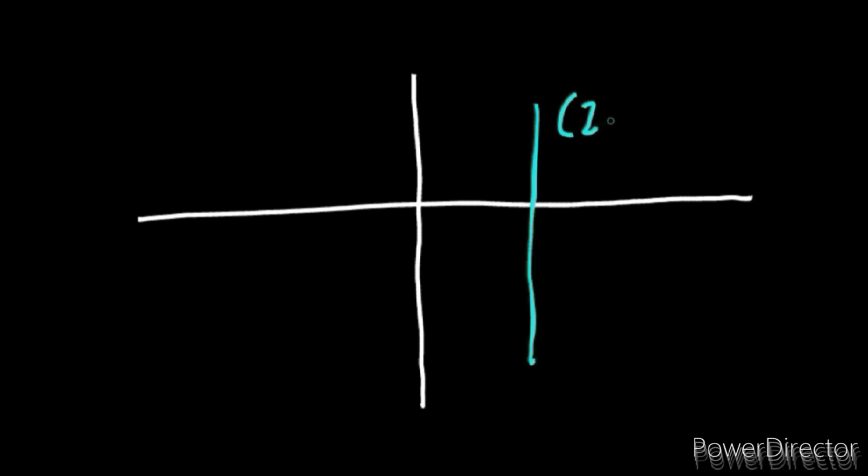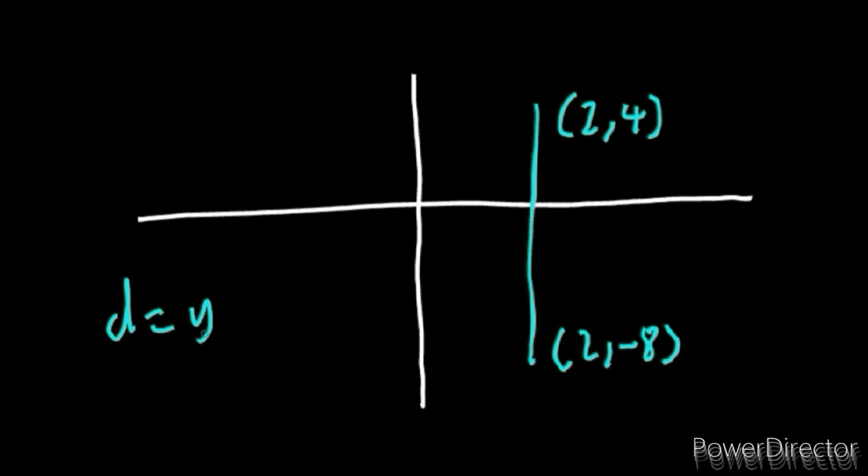Let's say you're given a vertical line, and let's say this is 2:4, and let's say this is 2:-8. So if you're asked to calculate the distance, notice that this time they are sharing the same x value because they are both on the same vertical plane. So when we're calculating the distance, all we need to do is to say d is equals to y2 minus y1. So we just have to say the y value that comes after subtracted by the y value that comes before. So it's always the larger one minus the smaller one.